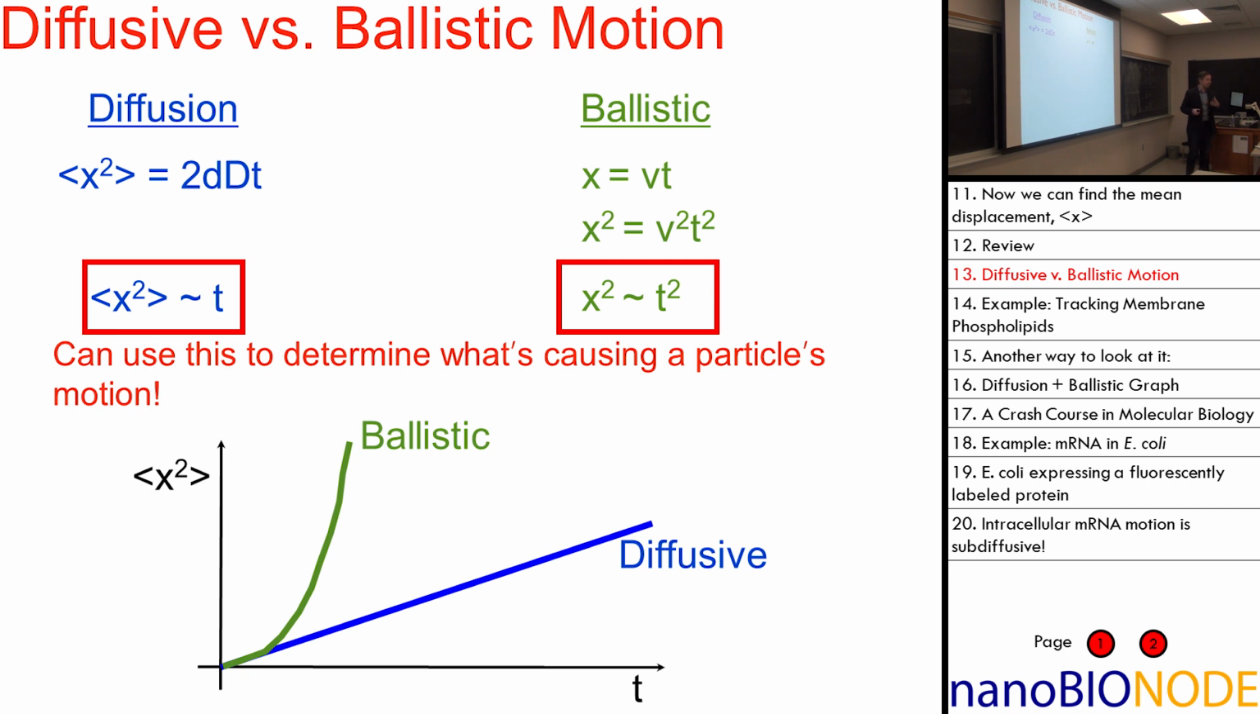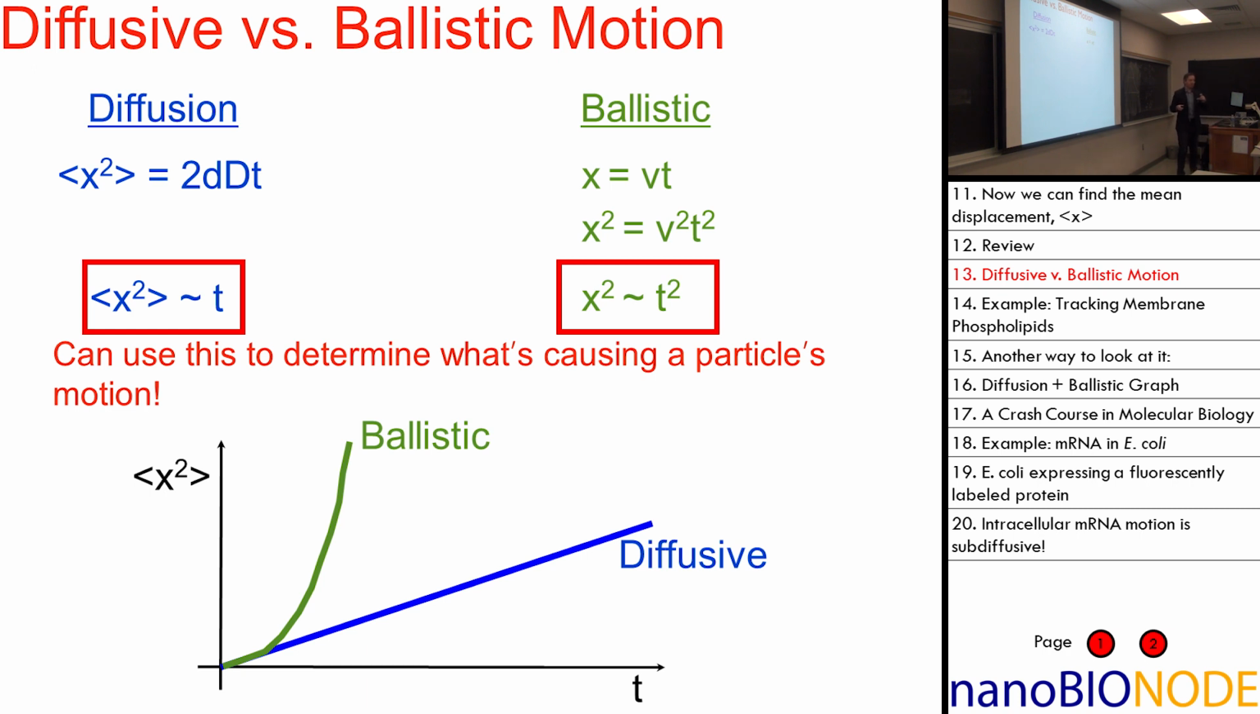Okay, so now let me show you how you can use this result to analyze the motion of different particles to tell you something about what it is that's causing the motion of those particles. So this is the result that we got if the motion of your particle is diffusive. It should obey this equation.